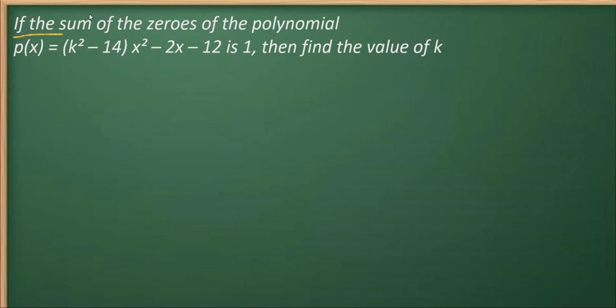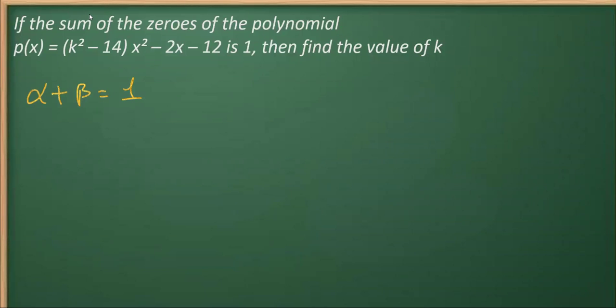The question says that the sum of the zeros of a polynomial is 1. That means we are given the sum of the zeros. As you know, the sum of the zeros is indicated by alpha plus beta, and that is equal to 1, given. And we have to find the value of k.